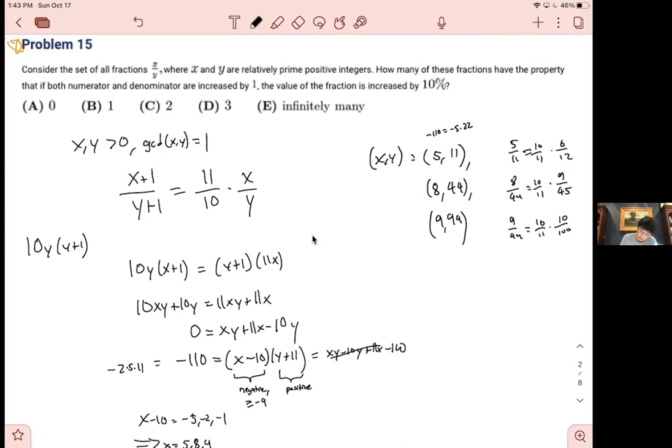And now we strike down 8 over 44 and 9 over 99 because we want x and y to be relatively prime. And so the answer is 1, because this is our only solution.